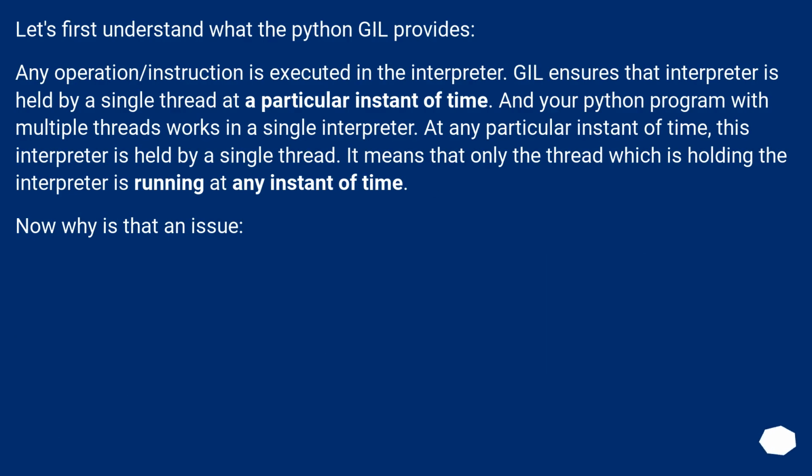Let's first understand what the Python GIL provides. Any operation or instruction is executed in the interpreter. The GIL ensures that the interpreter is held by a single thread at a particular instant of time. Your Python program with multiple threads works in a single interpreter. At any particular instant of time, this interpreter is held by a single thread. It means that only the thread which is holding the interpreter is running at any instant of time. Now, why is that an issue?